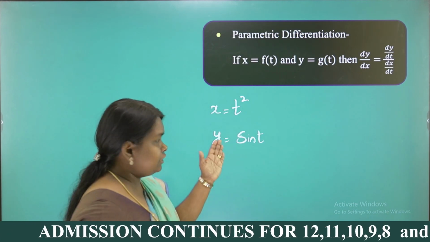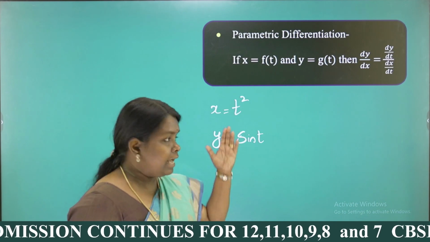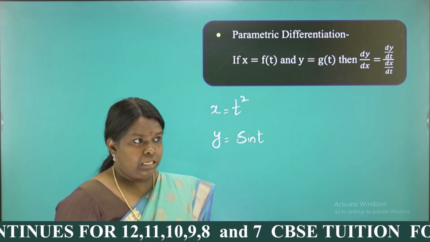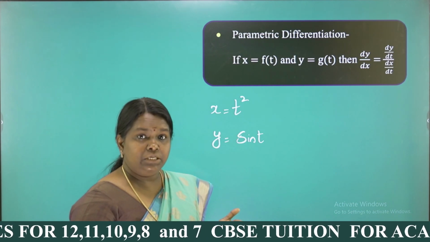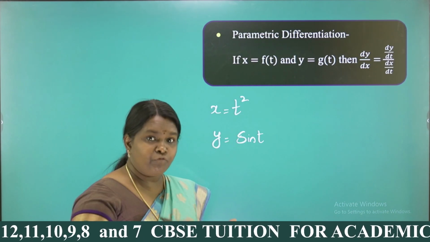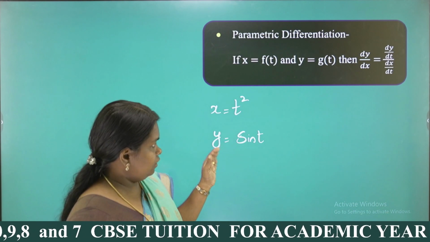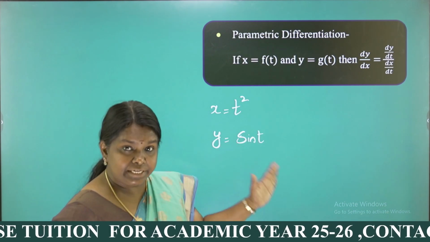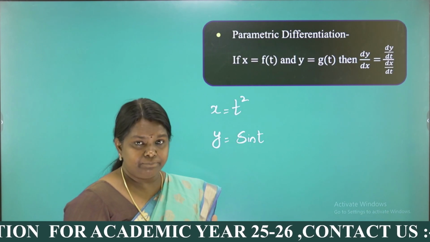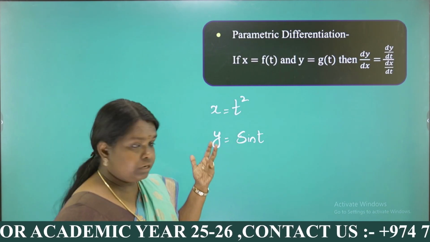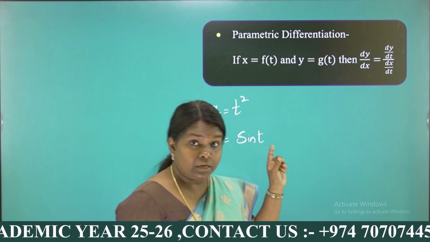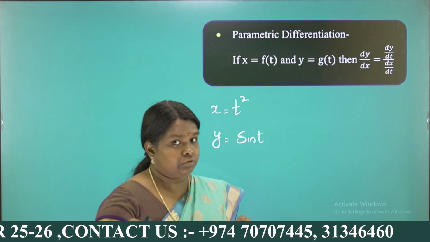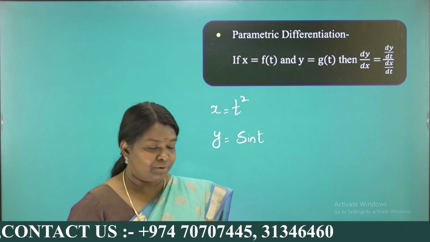If x is equal to t square, y is equal to sine t, you can look here, dears. Both x and y are functions of another variable t. That variable can be sometimes t, sometimes theta, sometimes phi, etc. So, how to find dy by dx? The rule is dy by dt divided by dx by dt. Hope you all remember this. We have already learned all these things. And you know, this is very important, parametric differentiation. Without parametric differentiation, there won't be a question paper. So, it's very important. Okay.